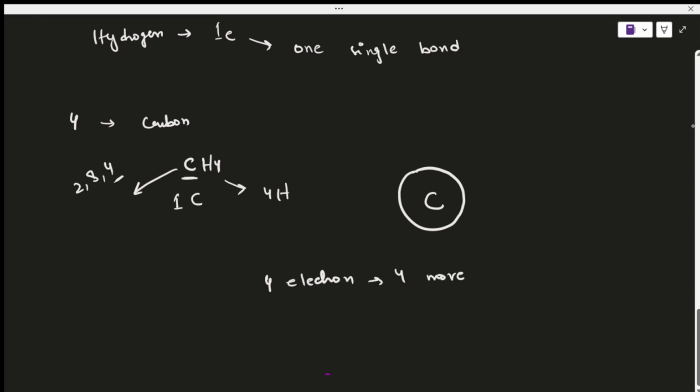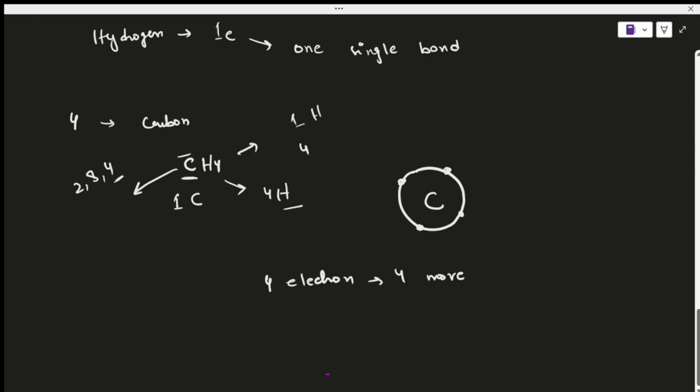Now because hydrogen is a non-metal and carbon is a non-metal, they are going to be covalently bonded. Covalent bonding means sharing of electrons. There are 4 hydrogens and one hydrogen makes one single bond, so 4 hydrogens are going to be making 4 bonds. Here you have the first electron of carbon, here the second electron, the third electron and the fourth electron of carbon. These are the electrons of carbon.